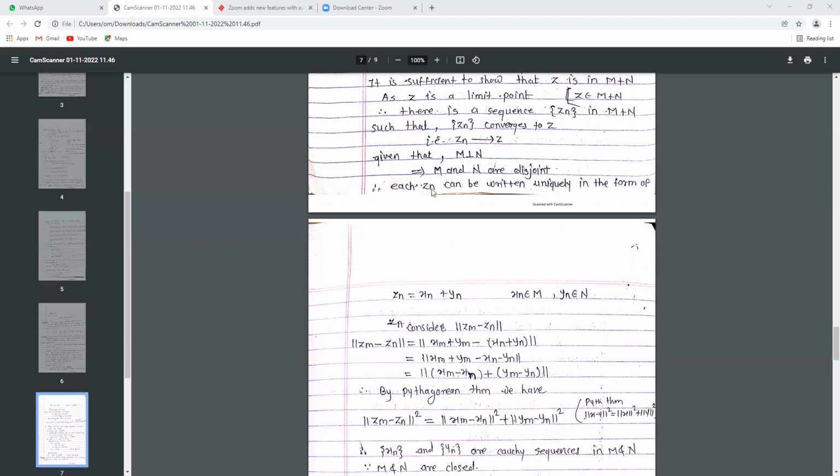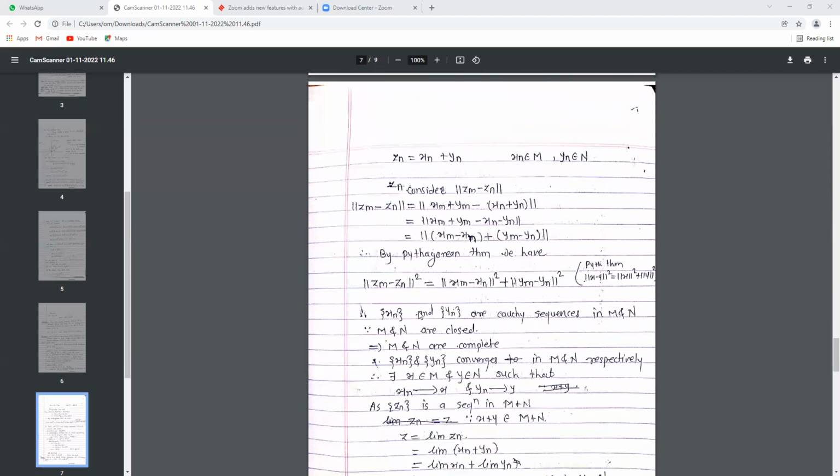Therefore, as these two spaces are disjoint, every vector in M plus N can be written uniquely. Each Zn can be written in the form Zn equals xn plus yn, where xn belongs to M and yn belongs to N.